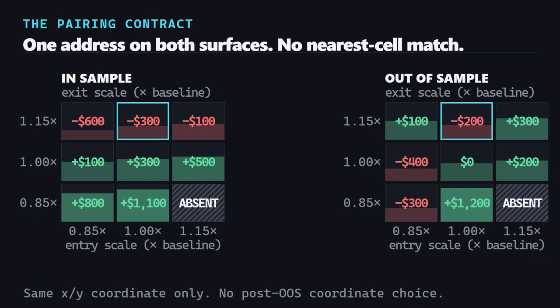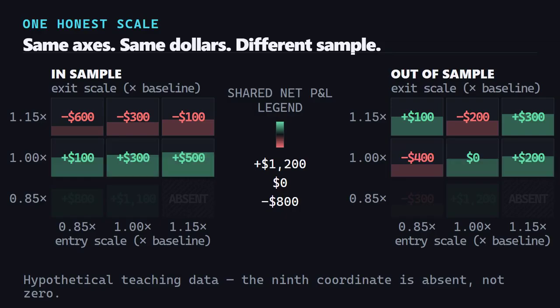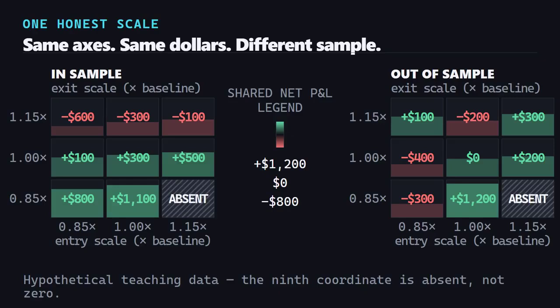Place the surfaces side by side. Both use entry scale horizontally, exit scale vertically, and net P and L in US dollars on the same color and height scale. The 8 values on screen are hypothetical teaching data, not a candidate outcome. Shared scales matter. Independent color stretching can make a weak out-of-sample shape look stronger.